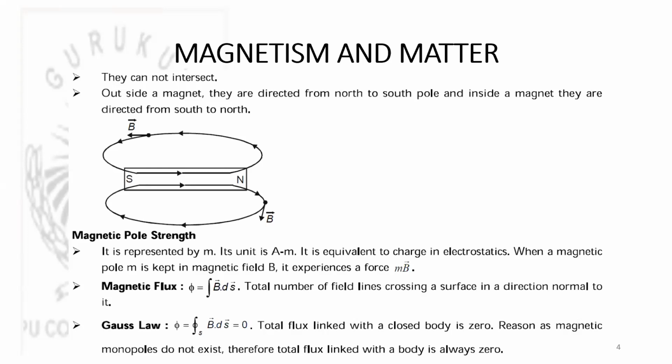Or else, in another manner, we can say that since magnetic field lines are closed loops, the number of field lines leaving a closed surface is always equal to the number of field lines entering the closed surface, hence the net flux is always zero.